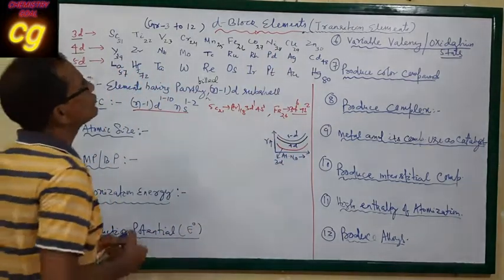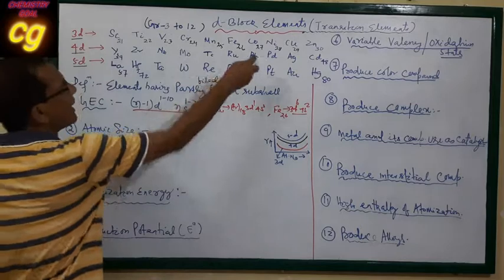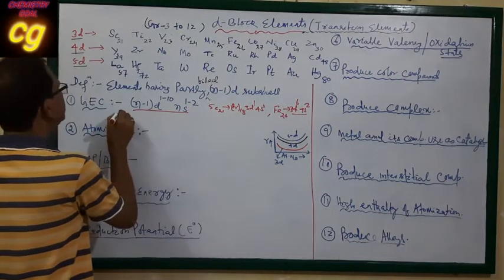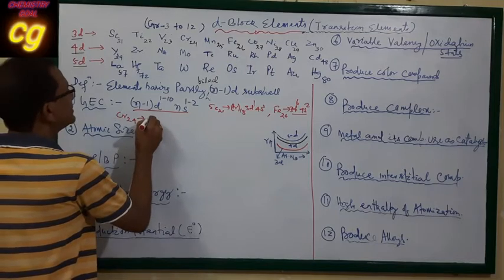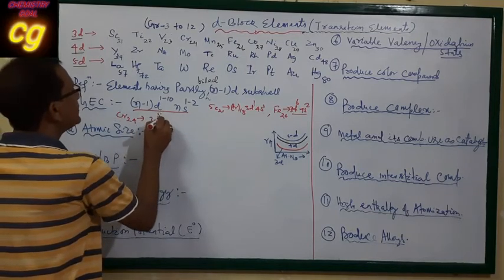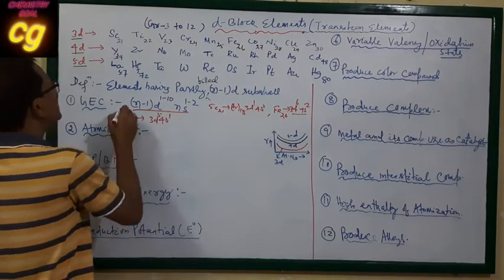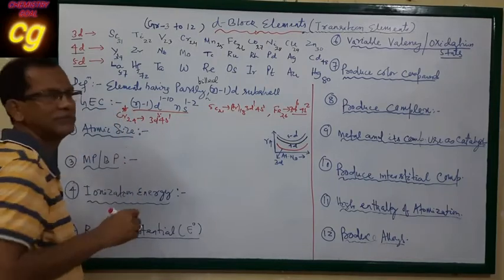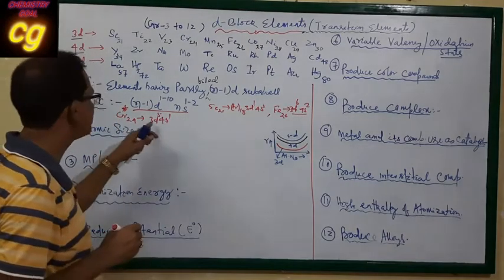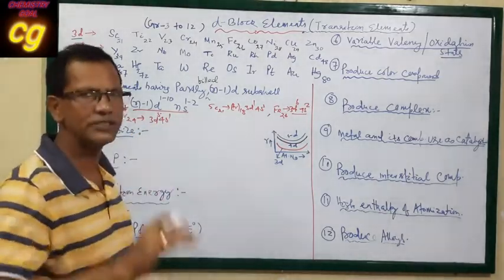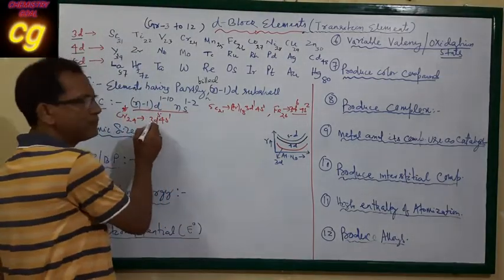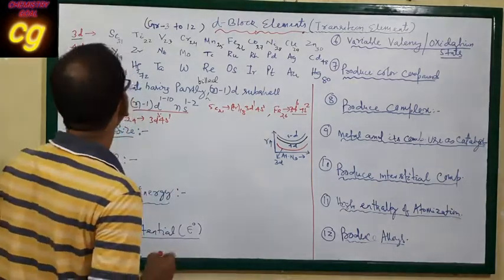The only exceptions are chromium and copper. For chromium, 24, it will be 3d5 4s1. This is a very important exception: instead of 3d4 4s2, it is 3d5 4s1, on the basis of stability, because a half filled orbital is more stable.